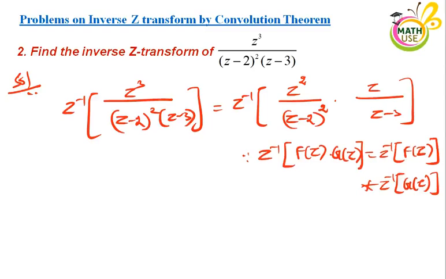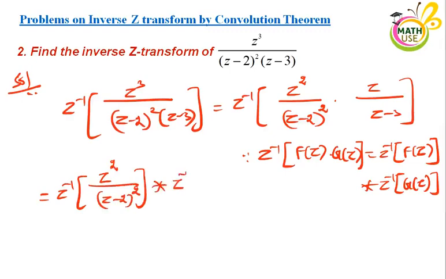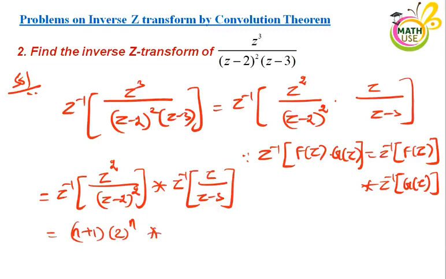Now we will apply it here so that we can get Z inverse of z² divided by (z minus 2)² star Z inverse of z by (z minus 3). And the formula for Z inverse of z² divided by (z minus a)² is (n plus 1) into a to the power n. So the value of a is 2, so (n plus 1) 2 to the power n star, and Z inverse of z by (z minus a) is a power n, so just 3 power n.